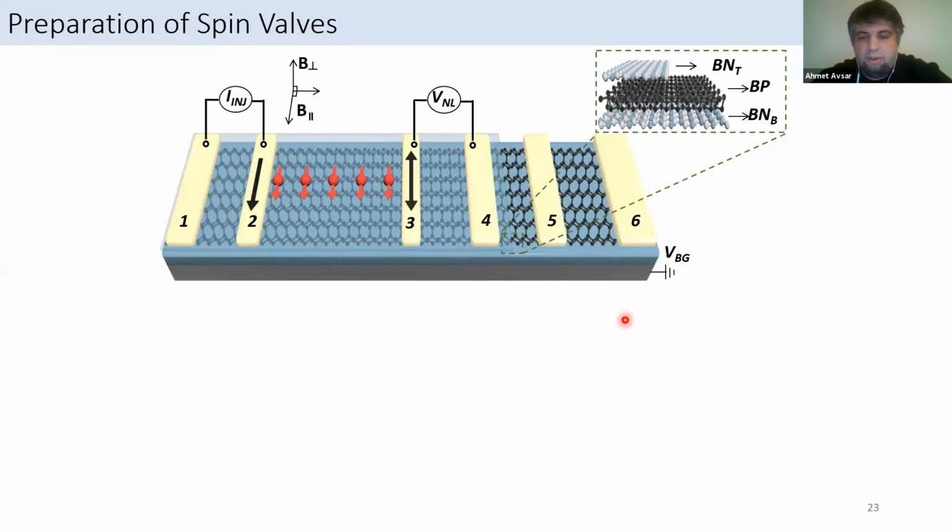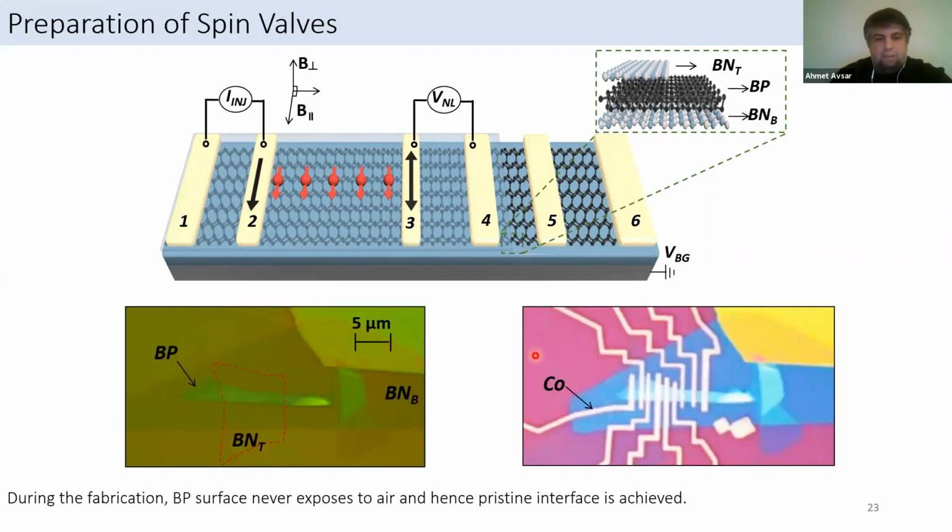And after making it stable, we started to think about making the spin valves based on black phosphorus. And the idea was that we need to fully encapsulate between hBN so that it's air stable. And also this top hBN will work as a tunnel barrier for efficient spin injection and detection. And this bottom boron nitride will be working as a high quality dielectric substrate to enhance the mobility of black phosphorus.